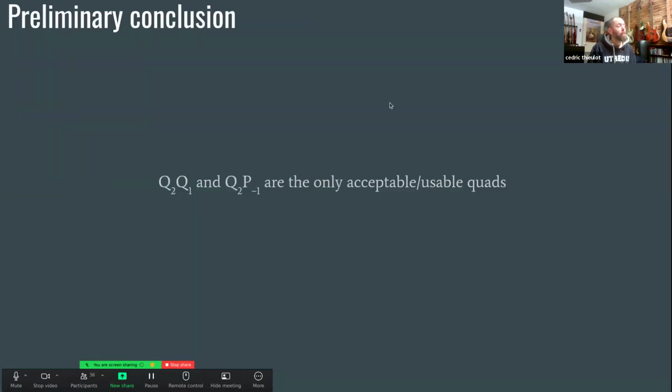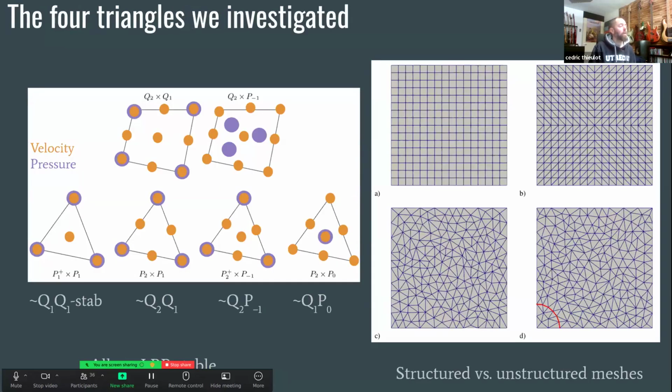So the preliminary conclusions, and the conclusions effectively, of paper one were that only the Q2Q1 and the Q2P minus one are acceptable or even usable, right? The other two are out of the question. And so what we ended up doing in part two was to say, okay, well, we're going to keep these two quadrilaterals, and we're going now to test four triangular elements that we found in the geodynamics literature, right?